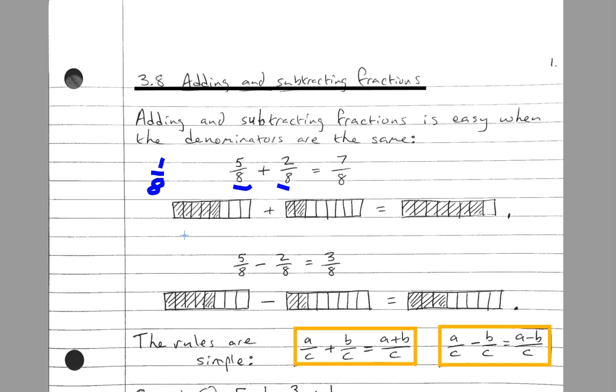And here's the picture version. So here's 5/8, a rectangle divided into 8 equal pieces. Shade in 5 of them, that's 5/8. Here we have 2/8. So what's the total? If you put these shaded areas together, you get 7/8.